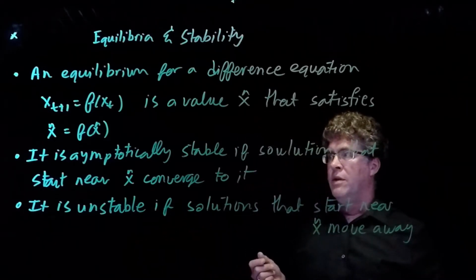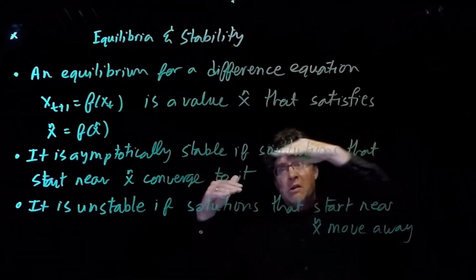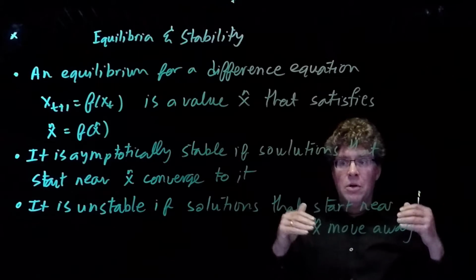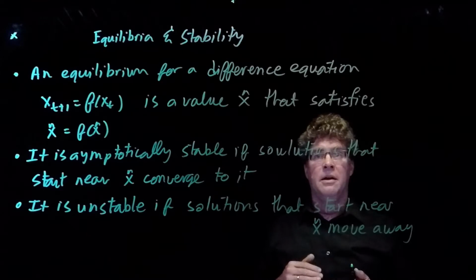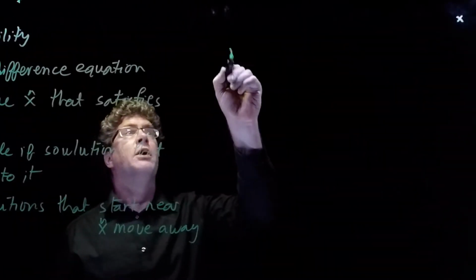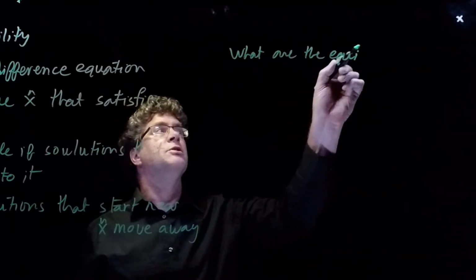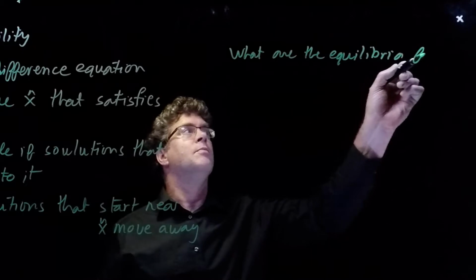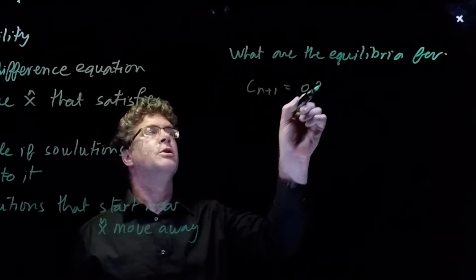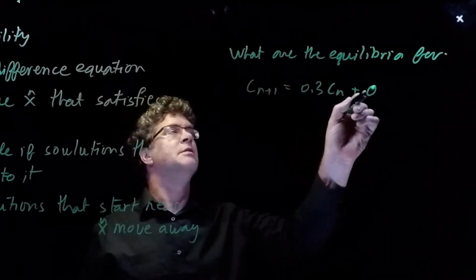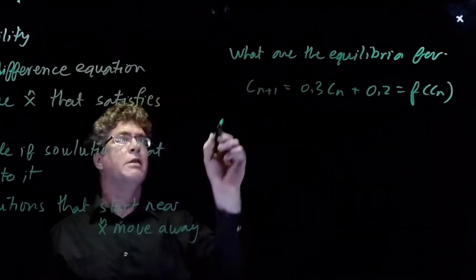It's asymptotically stable if solutions that start near x hat go towards x hat, but it's unstable if solutions that start near x hat move away from x hat. And so we can ask, what are the equilibria for the equation that we've been looking at, which is C_{n+1} is 0.3 C_n plus 0.2. We'll call that f of C_n. And what is their stability?